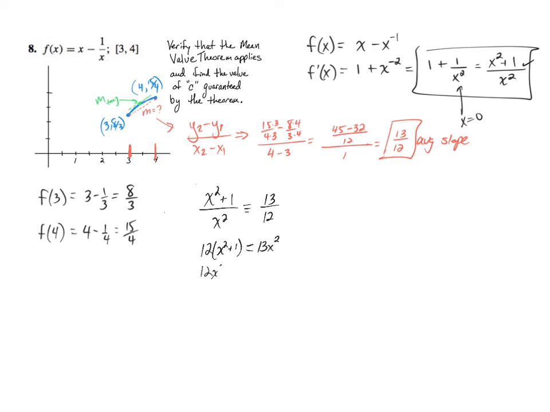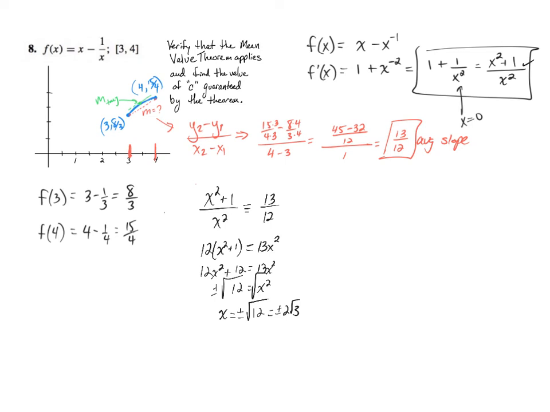Distribute the 12, and we get 12x squared plus 12 equals 13x squared. If we subtract 12x squared from both sides, we get 1x squared over here, and we get 12 here. Taking square roots of both sides, we can do a plus or minus. We get x equals plus or minus root 12, which is plus or minus 2 root 3.